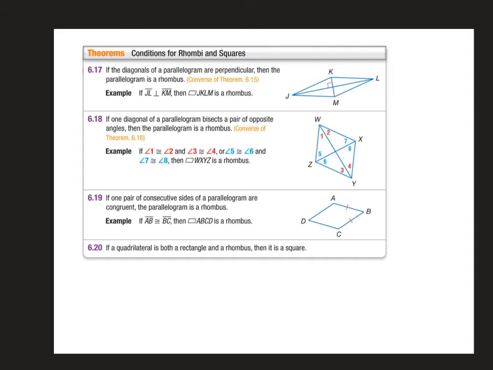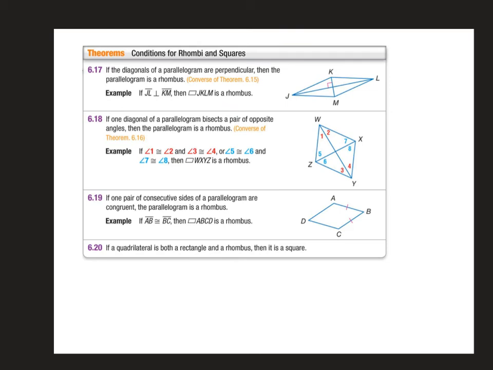So now we're going to learn about conditions for rhombi and squares. What makes a quadrilateral a rhombus? What makes a quadrilateral a square? Theorem 6.17 says that if the diagonals of a parallelogram are perpendicular, then the parallelogram is a rhombus. So if I know that something is a parallelogram and the diagonals intersect at right angles, I will no longer call it a parallelogram, but more specifically, it will be a rhombus.